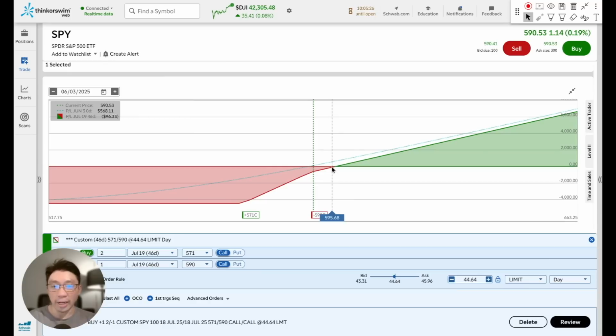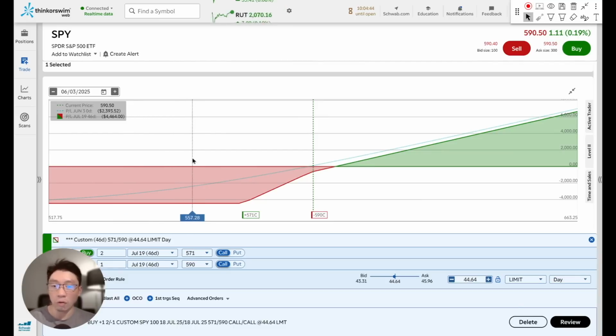But on the downside, in contrast to a long stock position, you actually do not lose money all the way to $0. As you can see over here, it is actually kept to a maximum loss. In this situation, you can see over here, it's $44.64, which equates to around $4,000 plus as the max loss. So for example, if the market crashes all the way down, let's say it goes all the way to maybe $400, well, guess what? You would only be losing the maximum of around $4,400.